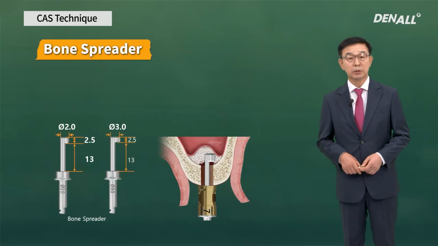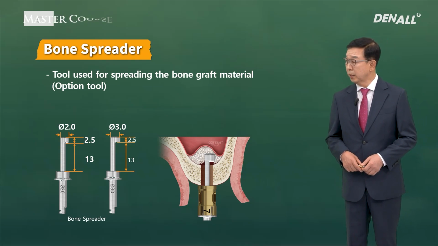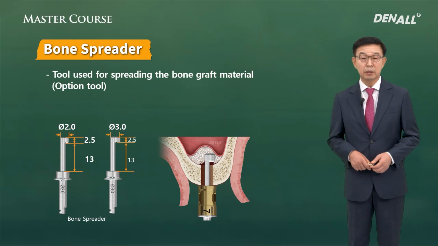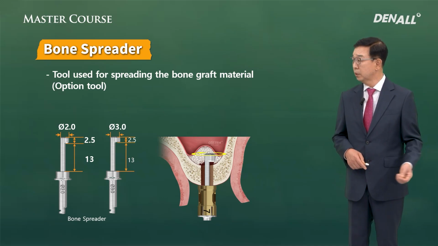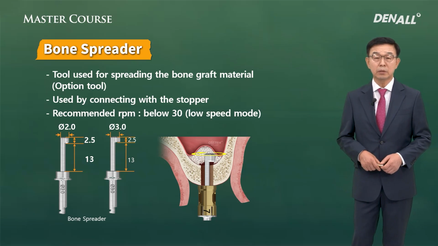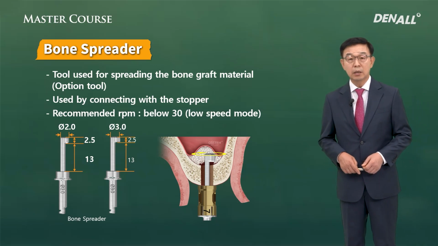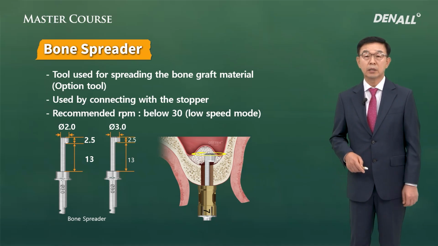Next, there's the bone spreader. After bone graft is done, you can spread the bone graft in the ideal position in the sinus floor. By doing the spreading very well, ideal bone formation can be made after implant placement. This is a tool for that.